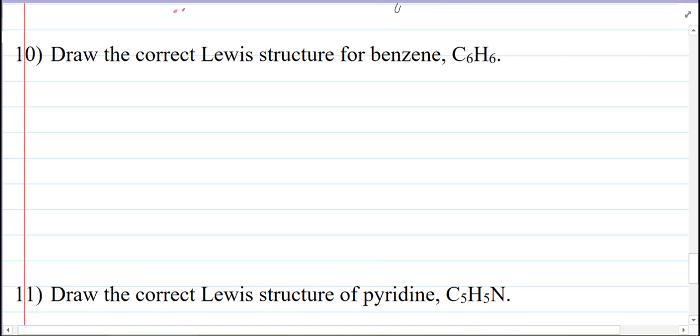Number 10, number 11, try these. You're going to draw the Lewis structure for benzene, and it has 30 electrons. Try to draw the Lewis structure of benzene with 30 electrons. So that's 6 times 4 electrons. Try to draw it. Go ahead and hit pause. Try to figure it out. Don't just Google it because that does nothing for you. But just draw the correct Lewis structure of benzene and see what you get.